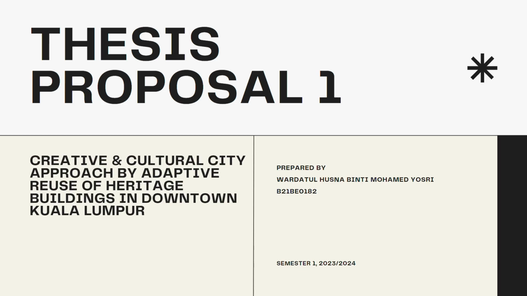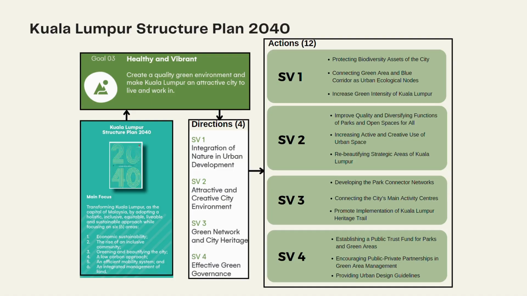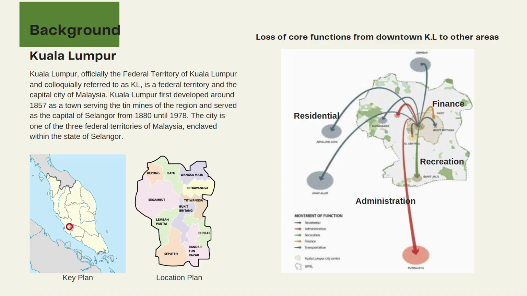Hello, my name is Wardatul Husna and I will be presenting about my first thesis proposal, which is Creative and Cultural City. So the Creative City concept is supported by the KL Structure Plan, Goal 3, Healthy and Vibrant City, which mentions creative city environment and use of urban space.